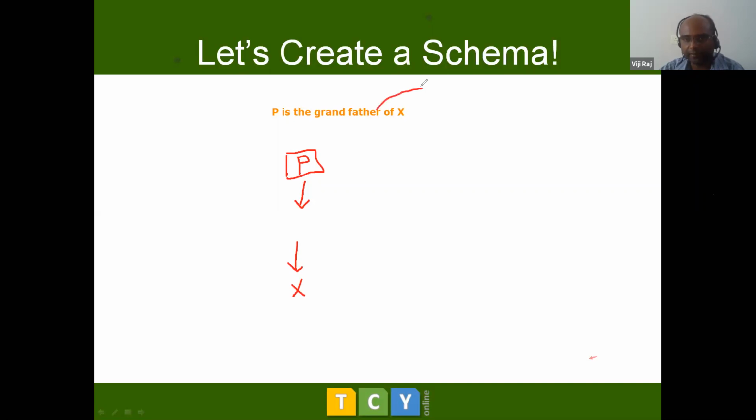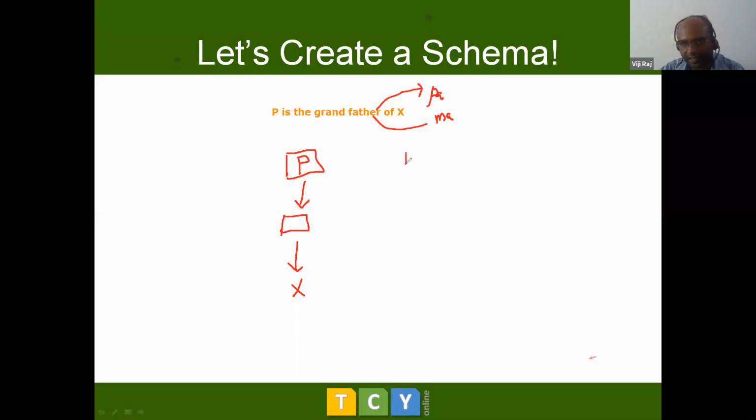The grandfather can be either from the paternal side, father side, or from the maternal side, the mother side. So unless it is defined clearly whether the grandfather or grandmother is from the paternal side or the maternal side, you have to consider two different cases. So I'll make two diagrams. One is this diagram, which simply means that P is the father of X's father, right? And we don't know who the father of X is, so we leave the box blank.